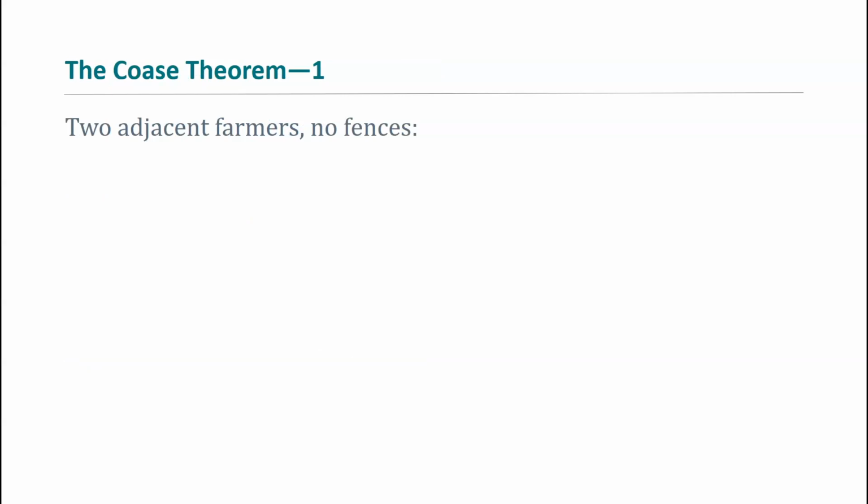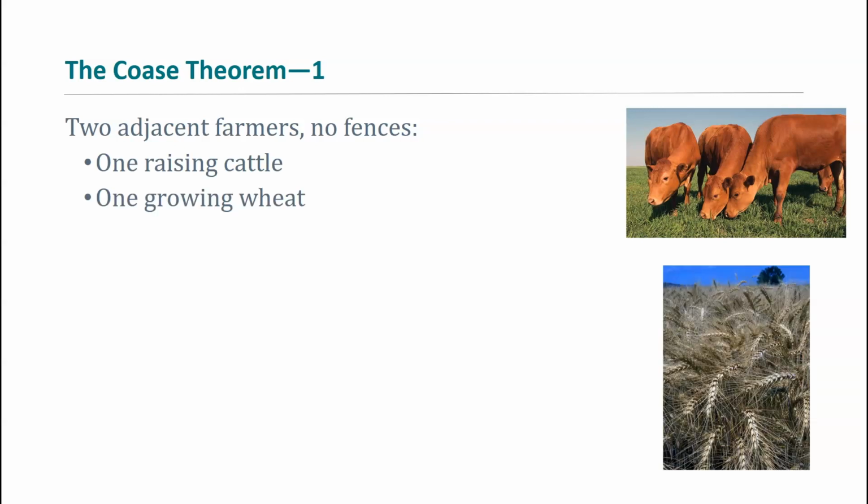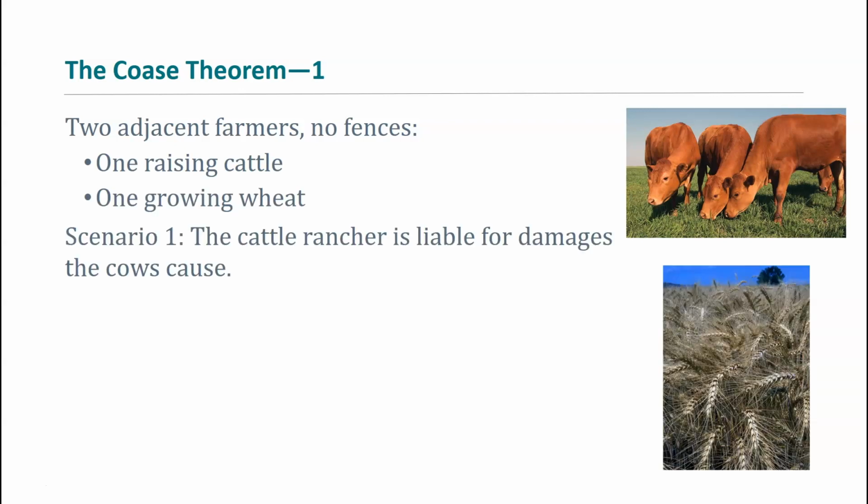This is something that was thought of by an economist named Coase, who came up with this particular example of the usefulness of property rights. So the Coase Theorem applies to property rights in examples such as this one. So say there are two adjacent farmers and there are no fences. One farmer is raising cattle, the other one's growing wheat. So what's going to happen, of course, if there's no fence, is the cows are going to eat the grain, right? So how do we fix that?